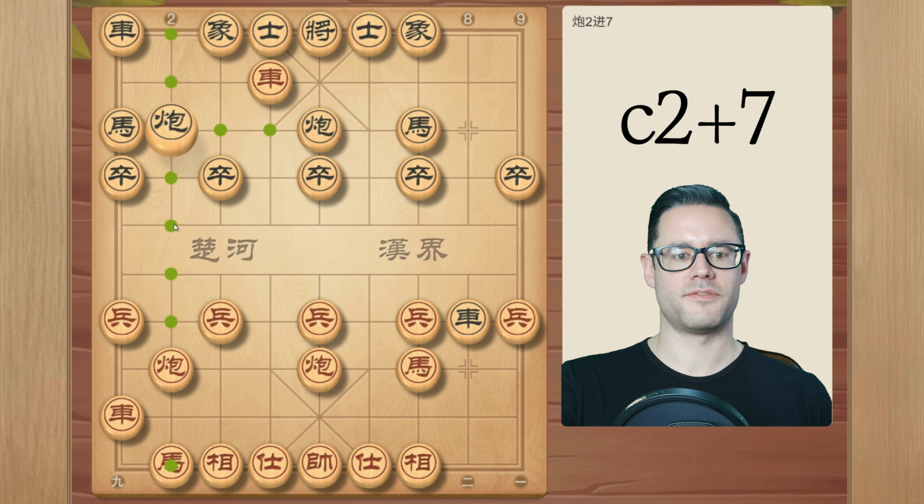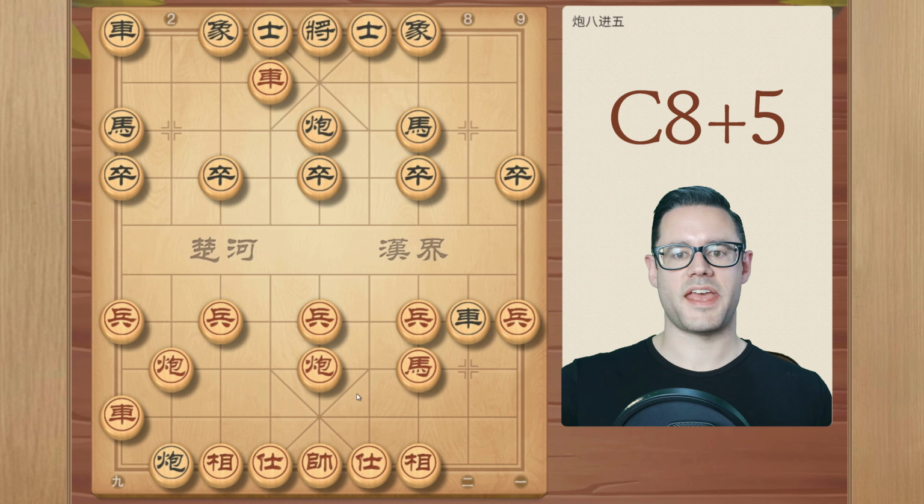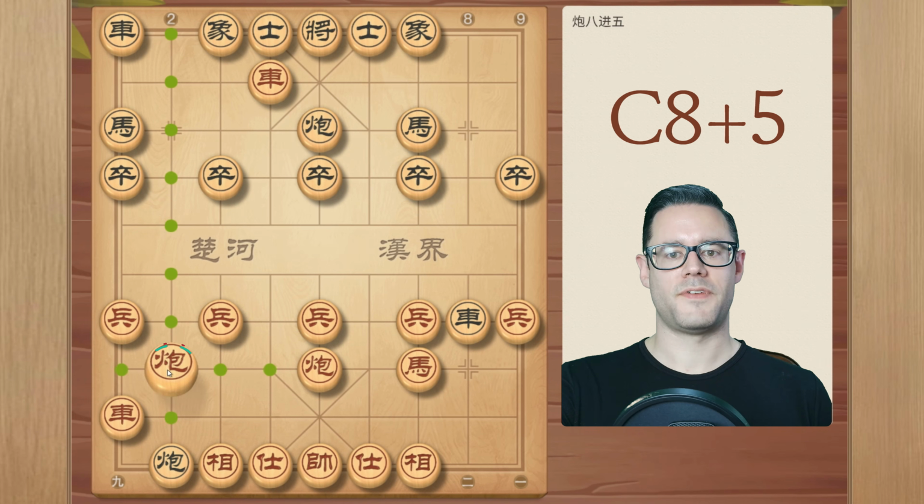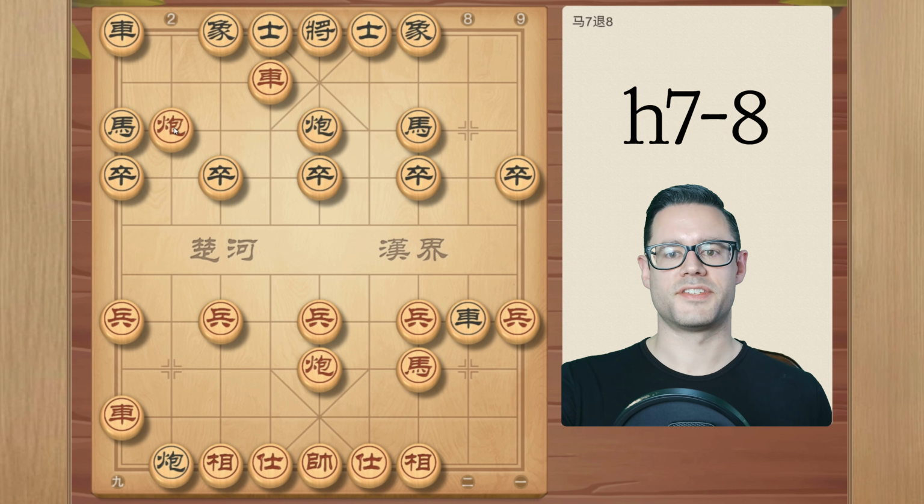1, 2, 3, 4, 5, 6, 7, and that's actually capturing. C8 plus 5, that's our cannon on the 8th file. 1, 2, 3, 4, 5, 6, 7, 8. Cannon on the 8th file, advancing forward 5 spaces. 1, 2, 3, 4, 5. H7 minus 8. Black's horse on file 7 retreats to file 8.